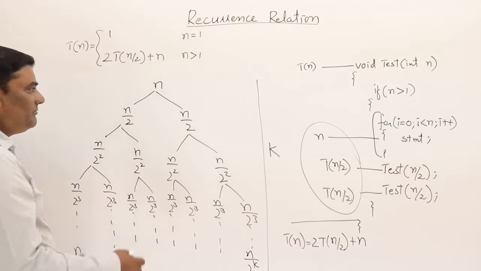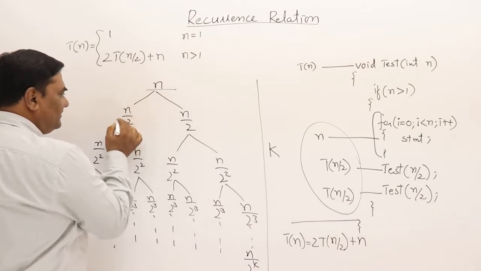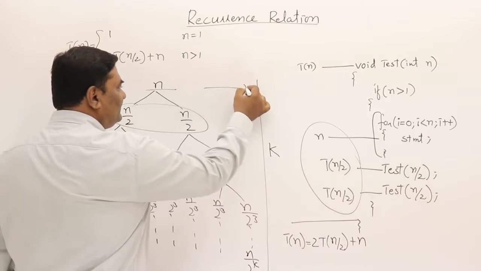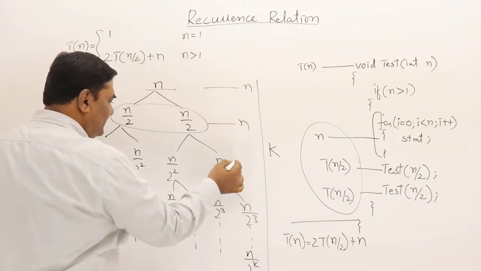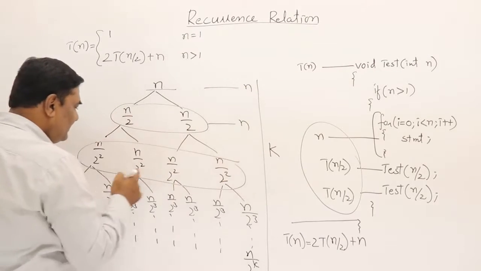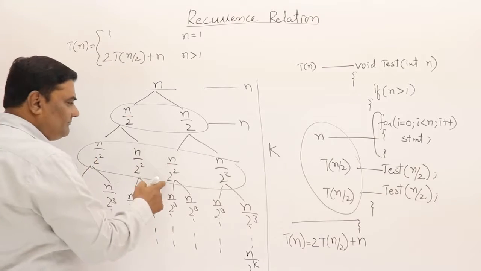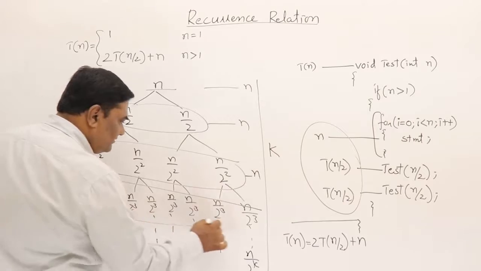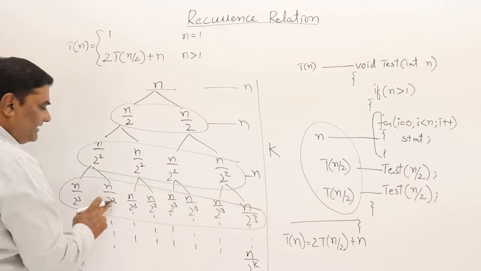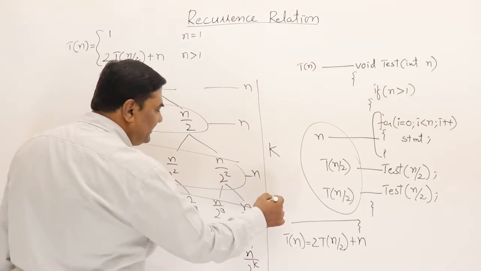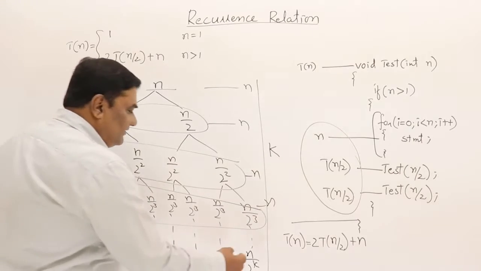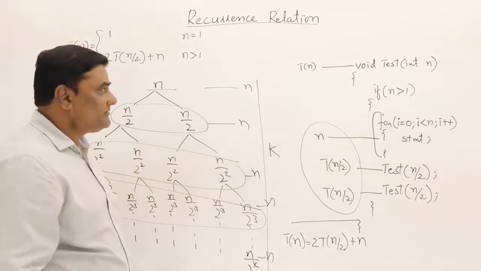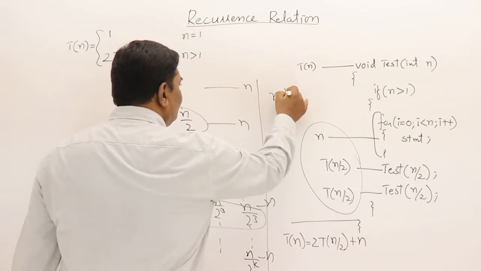In each step, how much time is it taking? n. This is n/2 plus n/2, n only. This is also n. How much time is this taking? n/4, n/4, n/4, n/4, 4 times, it is n only. n/8, 8 times, so this is also n. So this is all n, and how many times? n times k.